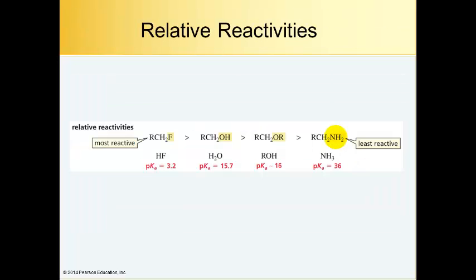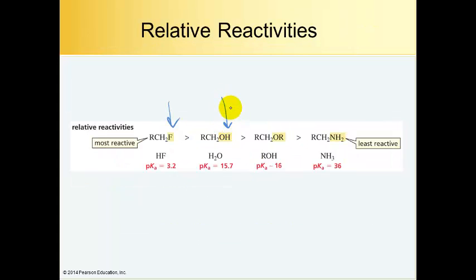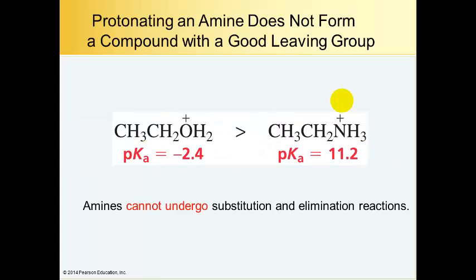Looking at relative reactivities of leaving groups, fluorine is not the best leaving group, followed by OH. Again, remember we have to activate that. Followed by OR, ethers, but again we have to activate that. Followed by amine. It turns out that when you protonate an amine, it doesn't actually form a good leaving group. Amines cannot undergo substitution and elimination reactions. Yes, they act as nucleophiles for sure, but not so good as leaving groups.